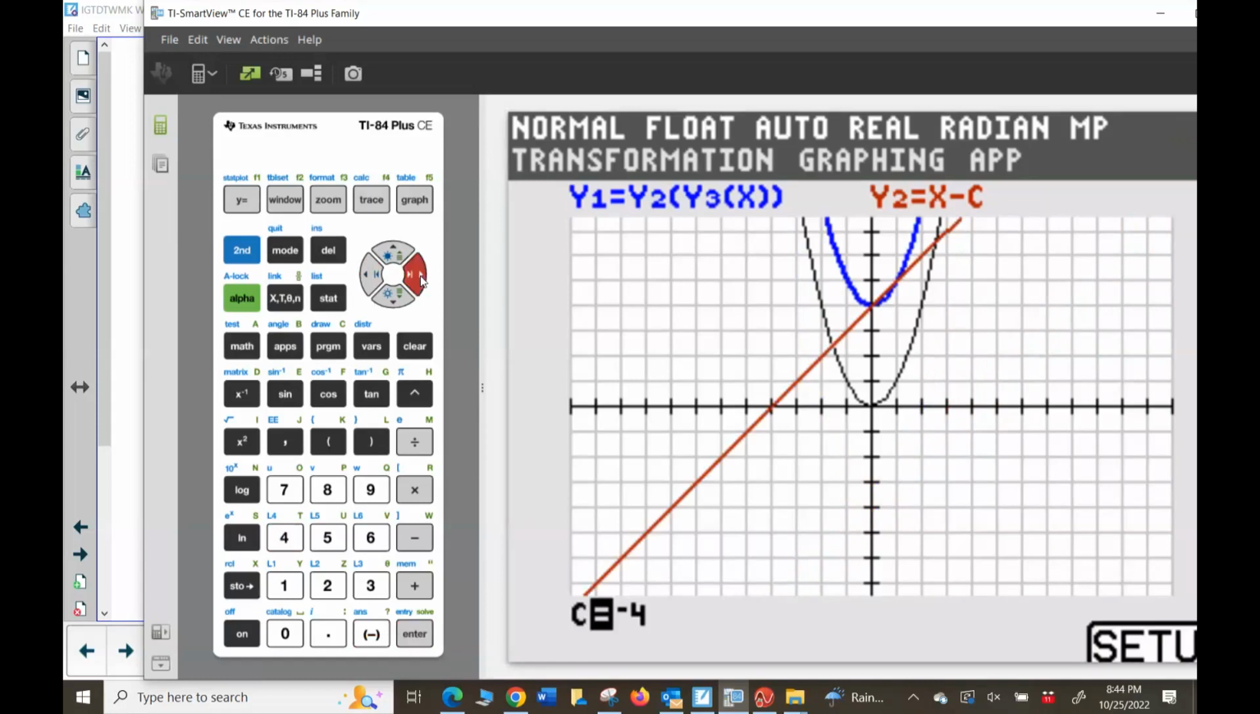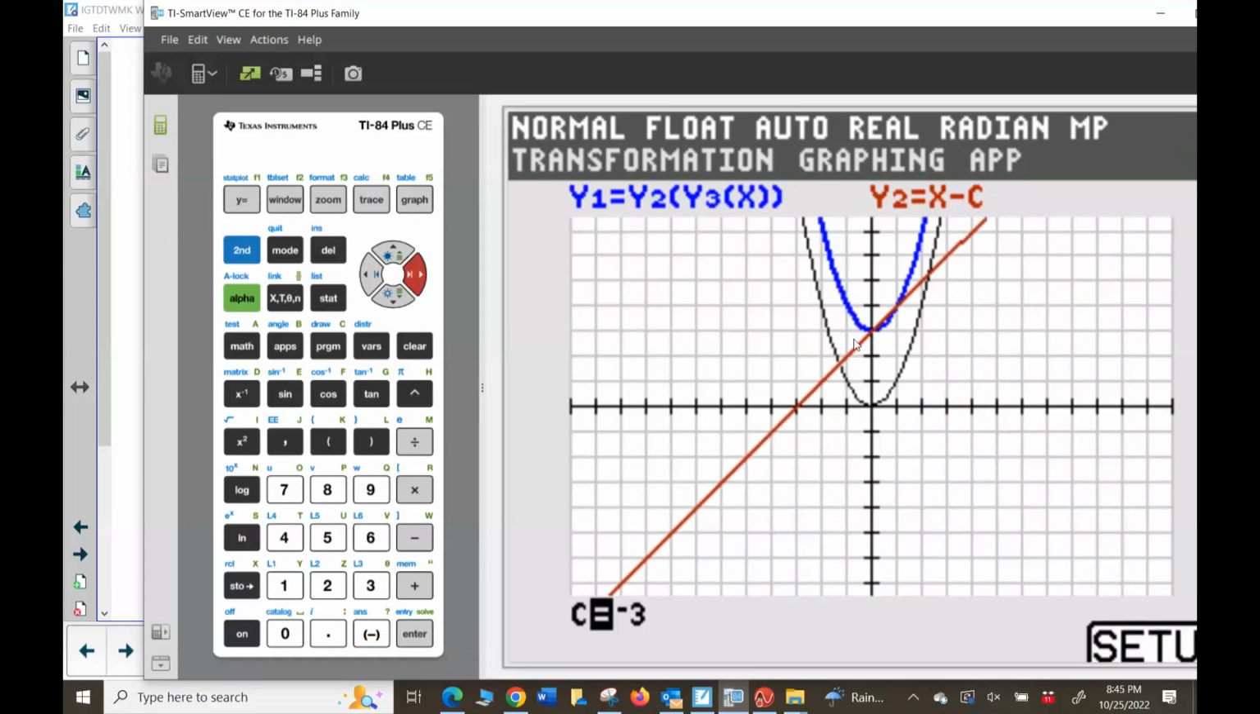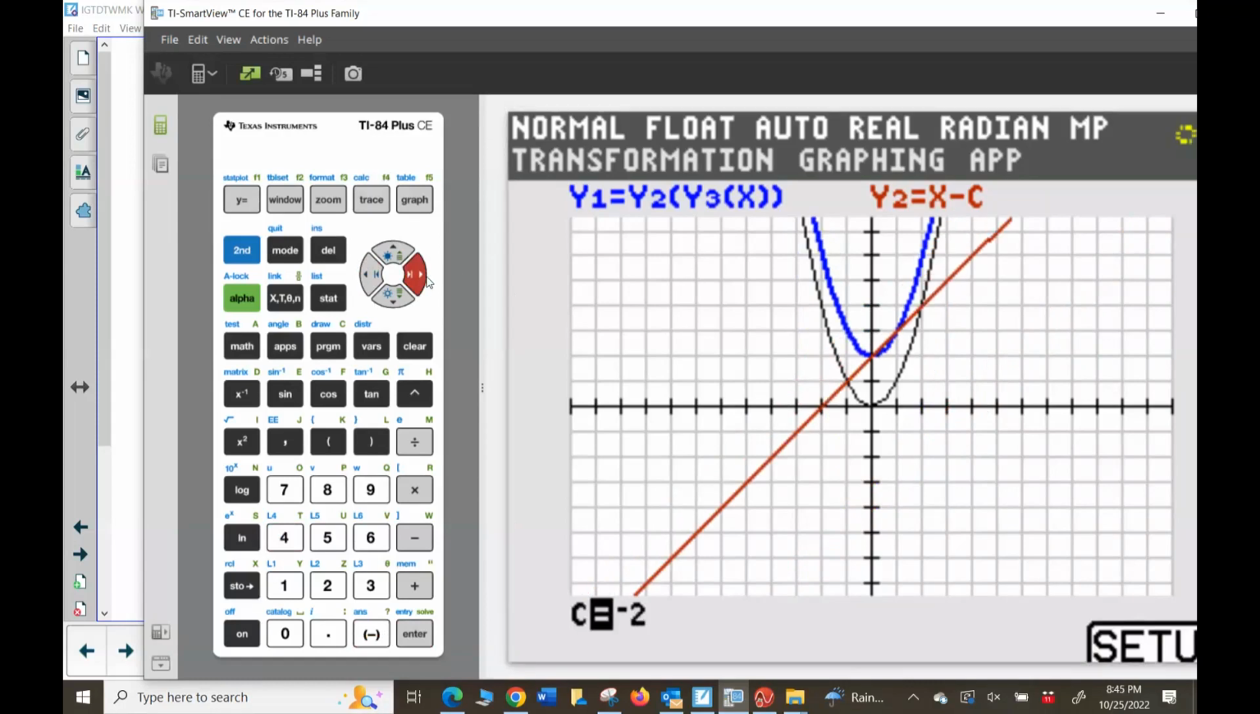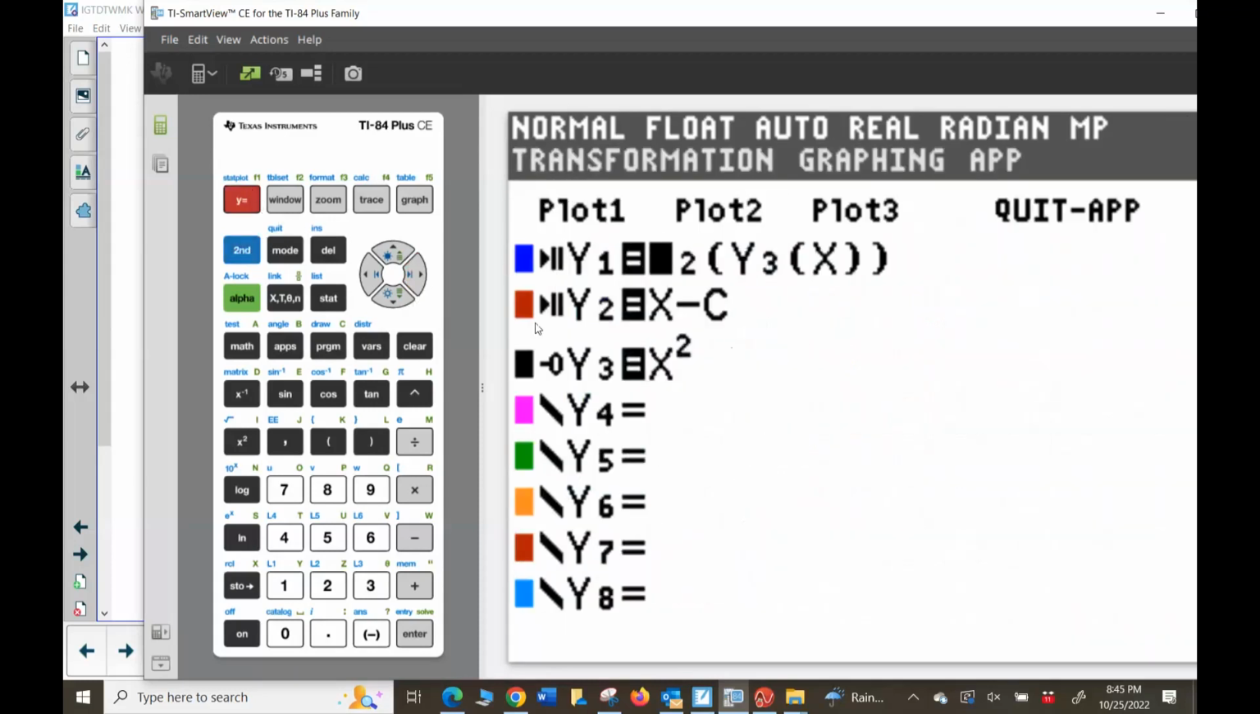But one of the things I would want students to notice is that the blue and reddish brown function always have the same y-intercept, okay? When I transform in this direction, they always have the same y-intercept. So now what I want to do is go back to y equals, and I'm going to do this in reverse order.